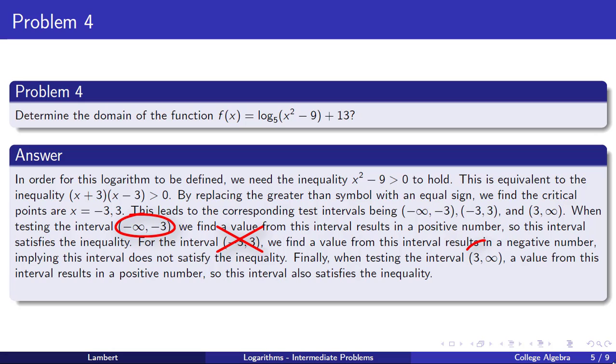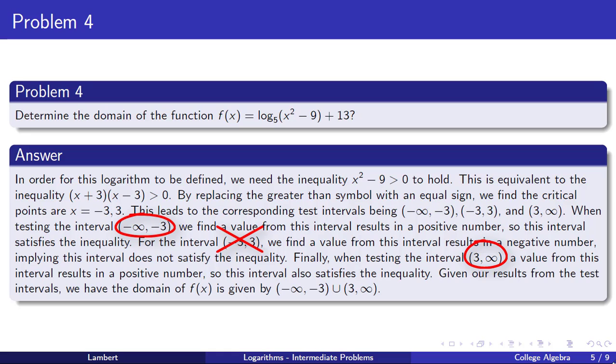So we have two intervals. You have the interval -infinity to -3, and you have the interval 3 to infinity, both of which satisfy our inequality. What does that mean at the end of the day? Well, it means that our domain is given by the interval -infinity to -3 union 3 to infinity. Okay, so hopefully that makes sense on that problem. Let's move forward to our next type of problem.